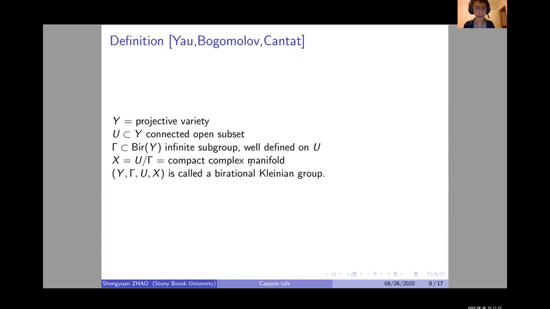Okay, so let's come back to the definition. There are many objects in this definition. There is this domain U, which is an infinite Galois cover of the quotient manifold X. So in the simplest case, let's assume that U is simply connected, and then the domain U is just the universal covering of the quotient manifold X. So the study of birational Kleinian groups is closely related to the uniformization of complex manifolds.